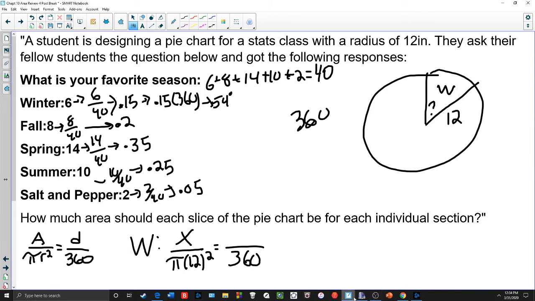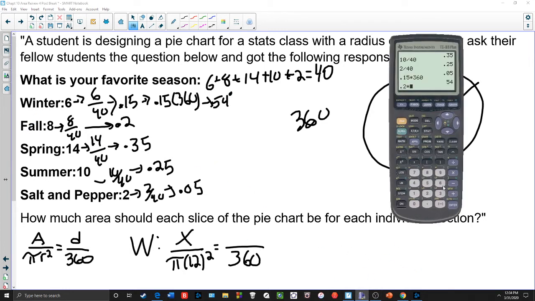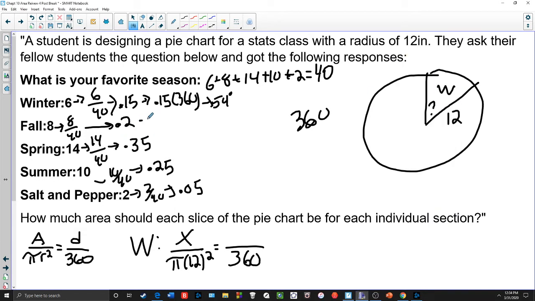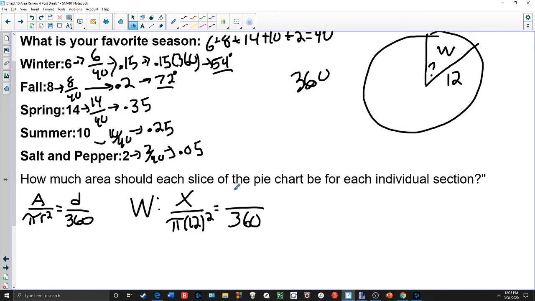Same for the fall. Fall was 0.2, so 0.2 times 360 is 72. So that should be about 72 degrees for fall. And then you can do the same thing for spring, summer, and salt and pepper. You get the degrees that way. And then you can go back down here, like for winter, 54 degrees, and plug 54 degrees in for the degree spot.